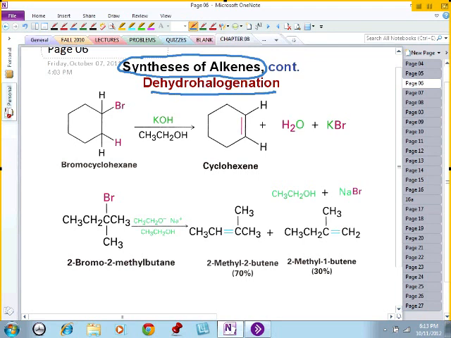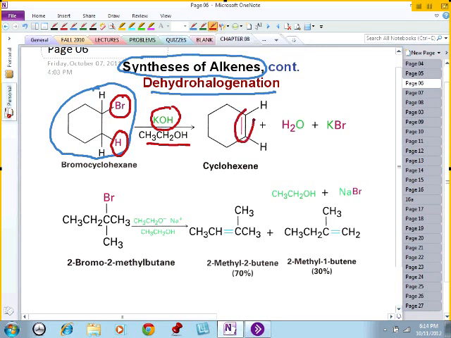Dehydrohalogenation. In other words, if you take an alkyl halide, just like this compound here, which is bromocyclohexane, and you use potassium hydroxide in ethyl alcohol as solvent, you will be able to remove the bromine and the hydrogen, and that is why we call this dehydrohalogenation. And in the process, you end up forming a carbon-carbon double bond and potassium bromide and water. Of course, our focus here is the synthesis of the alkene.